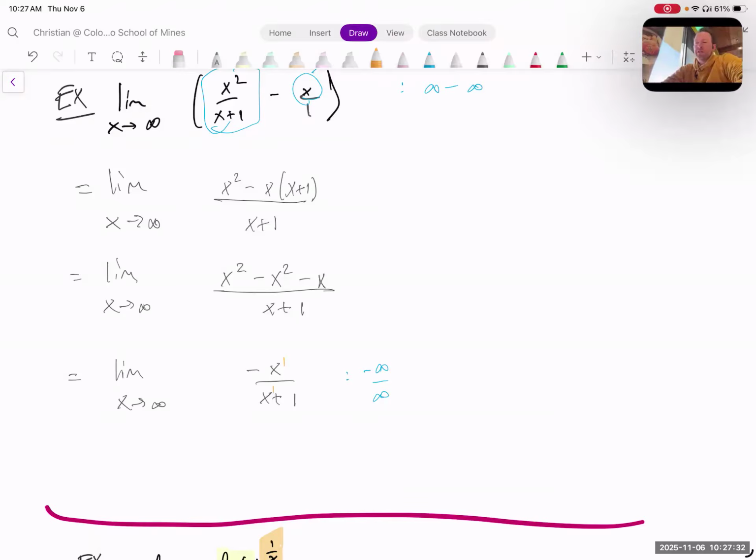The degree of the numerator, 1, is the same as the degree of the denominator, which is also 1. So the limit would be the ratio of leading coefficients, negative 1 over 1. Or use L'Hopital's. And if you use L'Hopital's, limit as x goes to infinity, your derivatives would be negative 1 over 1, so negative 1.